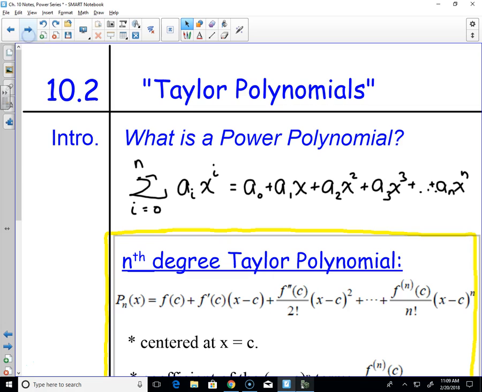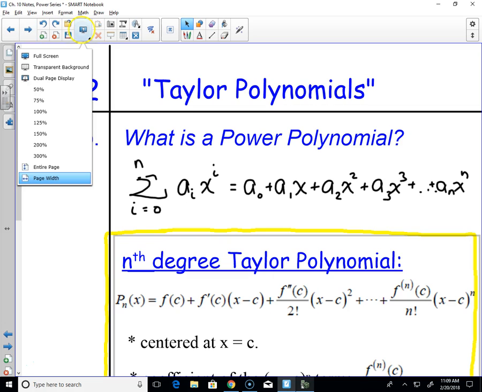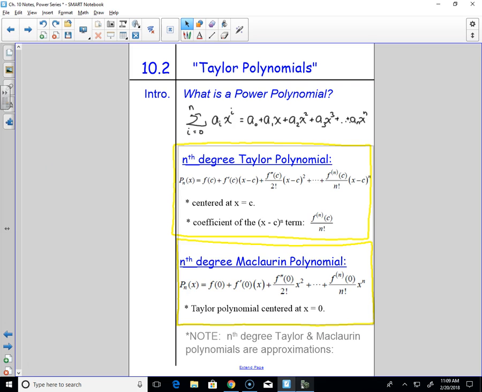Okay, here we go. Taylor polynomials, section 10.2. You need to have 10.1 ready to grade. We're missing a few. Let's get into 10.2 and then we'll see. If we have a little bit of extra time, or I think we've done a good job of introducing, then we'll grade. Otherwise, we'll grade 10.1 tomorrow.